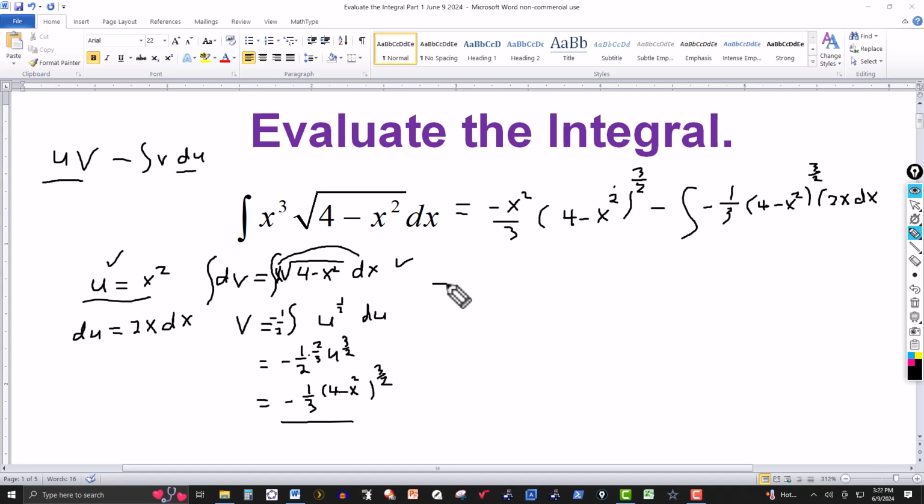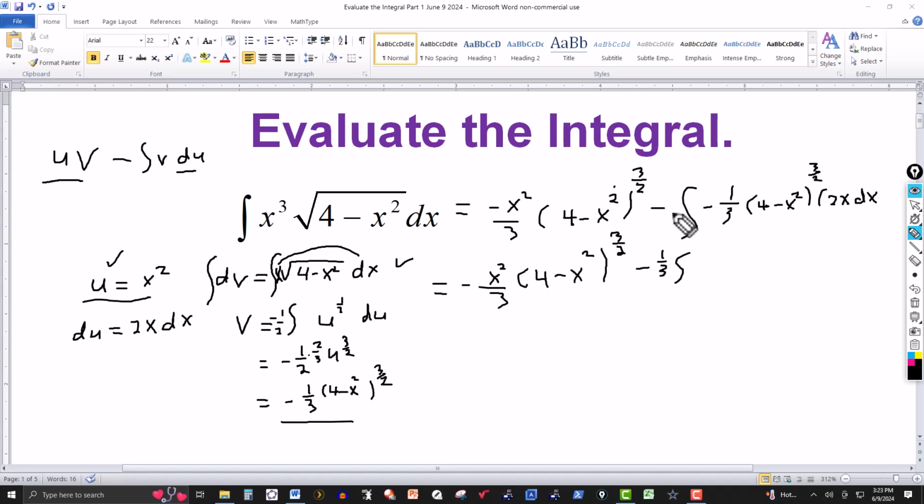Now we have to simplify this integral here. Let's just rewrite this: minus x squared over 3, and then I got this 4 minus x squared, to the 3/2 power. And then I'm going to rewrite this. I'm going to put this minus in front, leave it there, and bring the 1/3 out also. It's a constant. If it's a constant, you can always take it outside the integral.